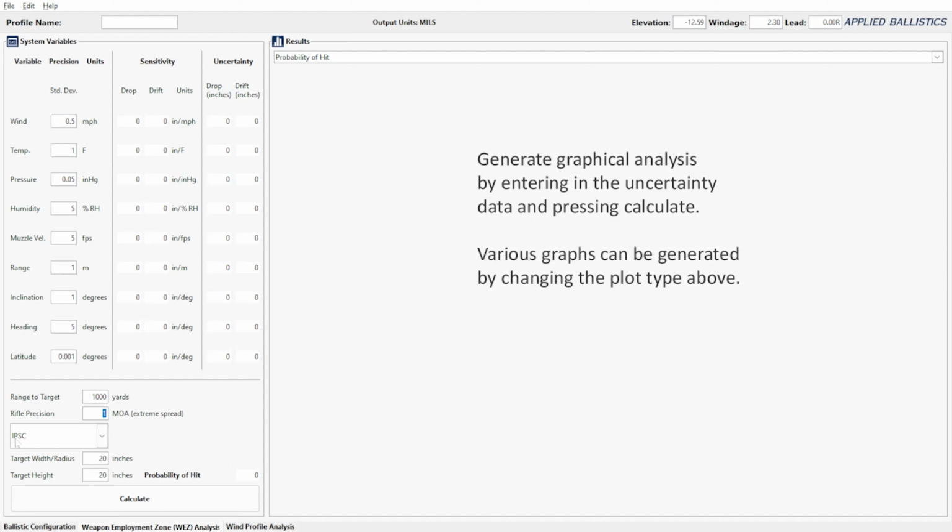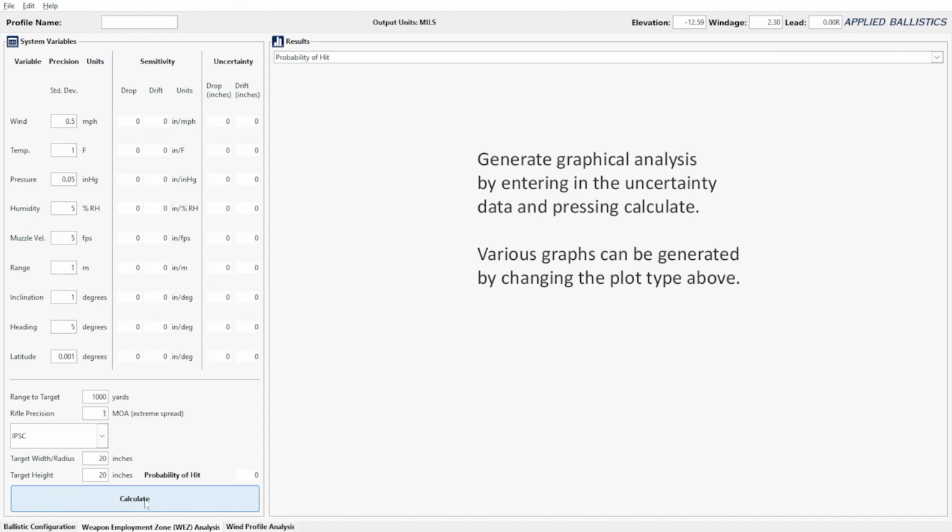I've selected an IPSC target here, which is your standard figure 11. If you select this IPSC, it doesn't actually matter what these two variables have here, but they come into play if you were to select rectangle or circle, then you would input the size of that.